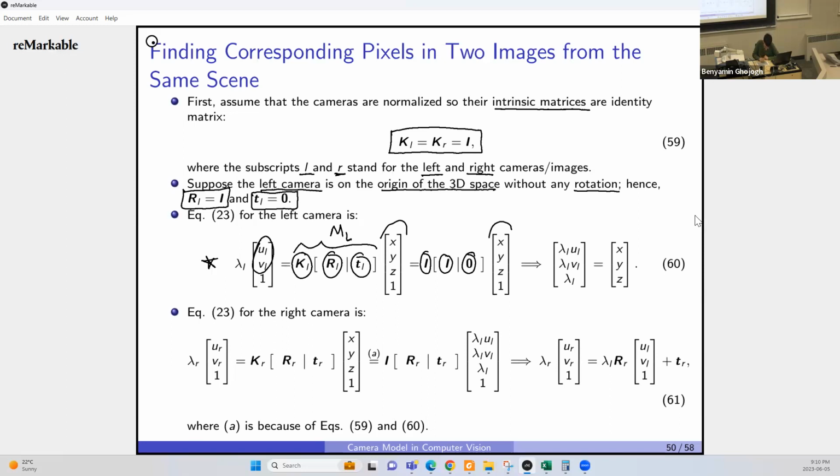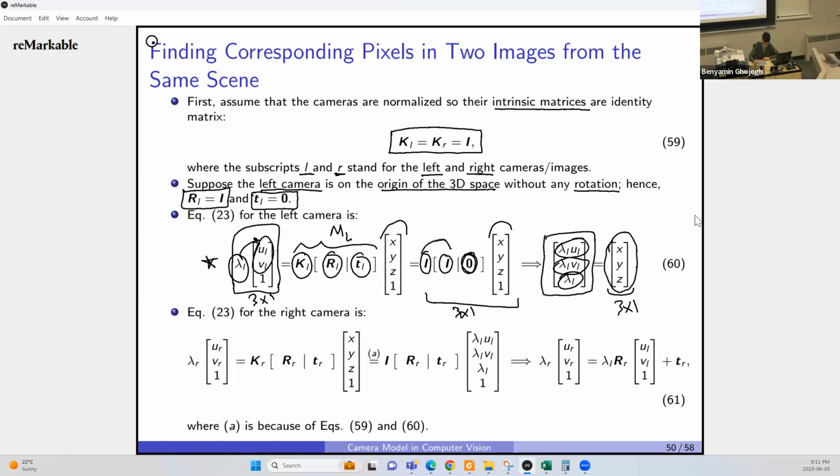Therefore, this side I'm writing as this. So I'm multiplying lambda L by the terms: lambda L UL, lambda L VL, and lambda L. And this 0 goes away, 0 times 1 is 0. You can also not ignore it, because you want this side to be 3 by 1, since this side is 3 by 1. So I will only consider X, Y, Z. And these are identities, so they're multiplied by 1. Doesn't matter. Now I wrote it for the left camera.